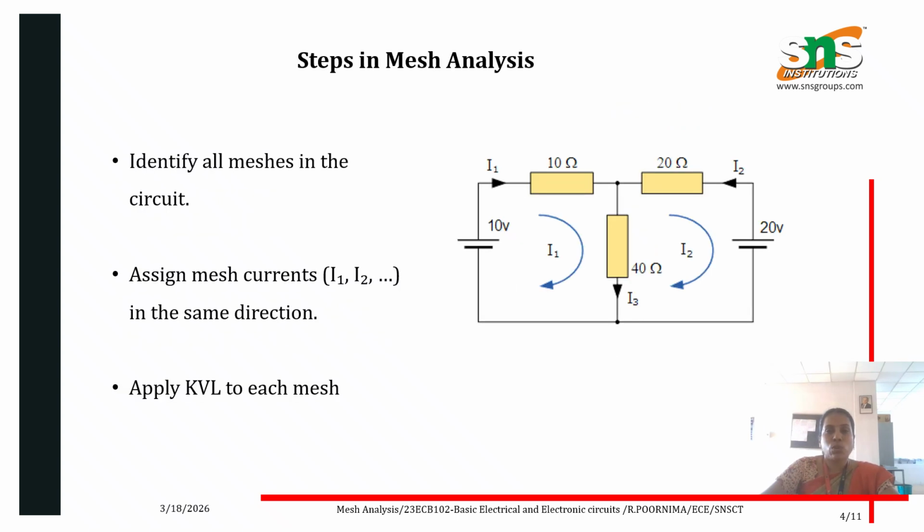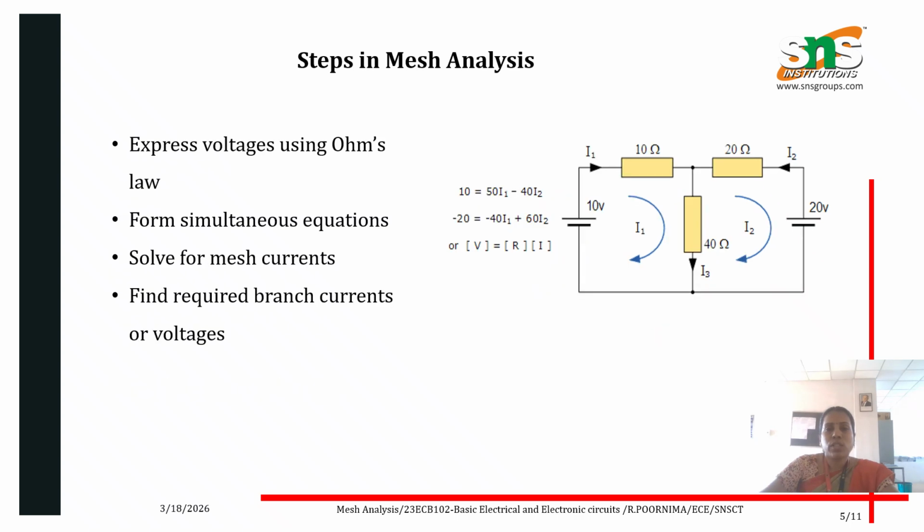So what are the steps followed in mesh analysis? For the given circuit diagram, we need to identify the meshes in the circuit. For example, in this circuit, loop 1 and loop 2 are marked with currents I1 and I2. Assign mesh currents I1, I2 in the same direction and apply KVL to each mesh. Every equation is written using KVL. Express the voltages using Ohm's law. Using this, for two meshes we form two simultaneous equations, and by solving them we can find the currents I1 and I2.